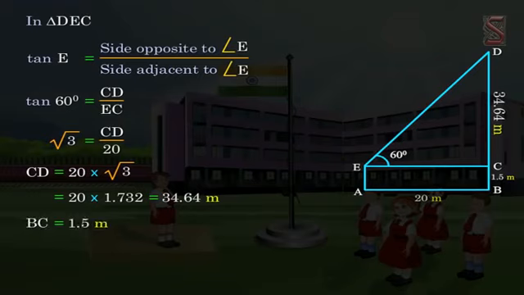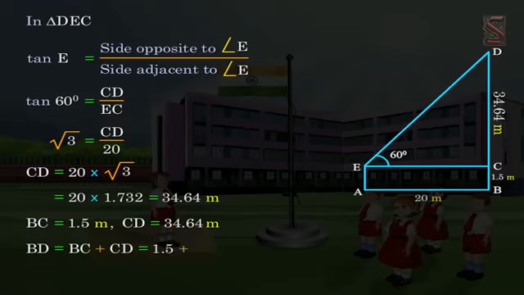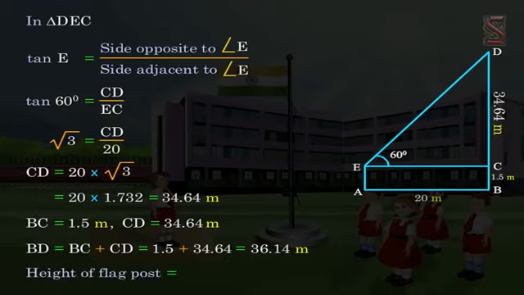Now we know that BC is 1.5 meters and CD is 34.64 meters. Hence, BD is equal to BC plus CD, which is 1.5 plus 34.64 meters, equal to 36.14 meters. Therefore, the height of the flag post is 36.14 meters. Thus, we are able to find the height of the flag post without actually measuring it.